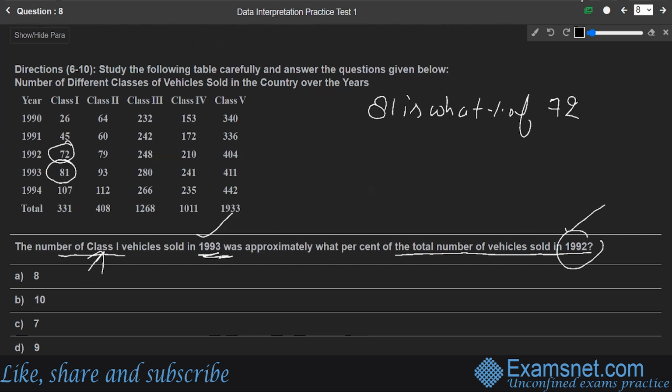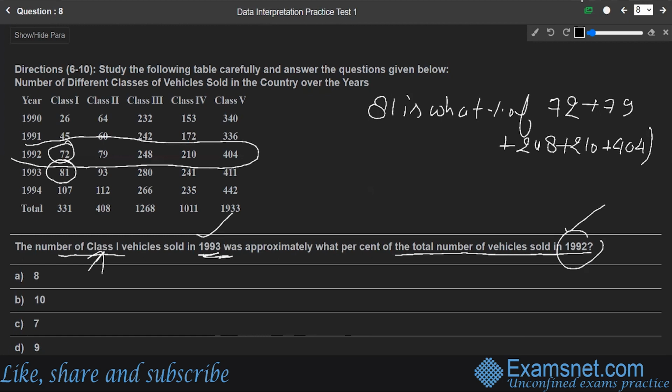The question says the number of class 1 vehicles sold was approximately what percent of the total number of vehicles sold in 1992. We have to take the total of 1992. So we have to add all these numbers. It's not just 72, it has to be a sum of all those. So that is 72 plus 79 plus 248 plus 210 plus 404. So 81 is what percent of the total of all 1992.